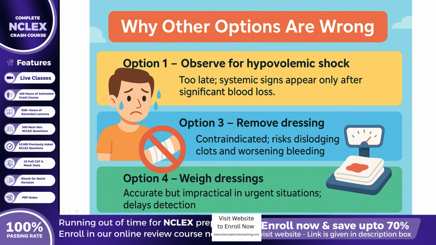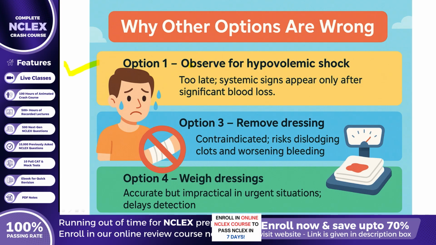Looking at the incorrect options, let us first consider option 1. Observe for signs of hypovolemic shock. Although this is important, systemic signs such as tachycardia, hypotension, pallor, and restlessness occur only after significant blood loss has already taken place. NCLEX emphasizes early detection strategies, and waiting until shock develops reflects delayed intervention.